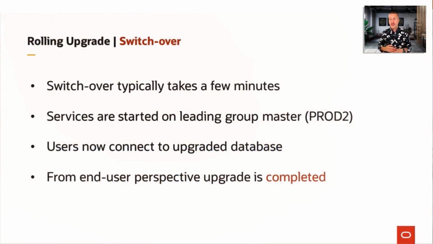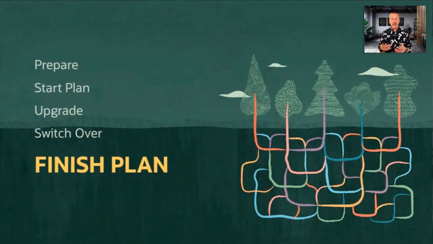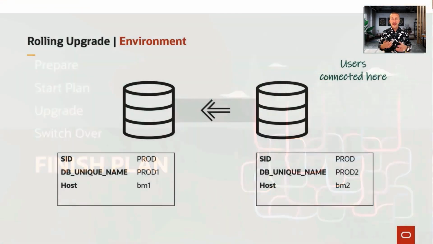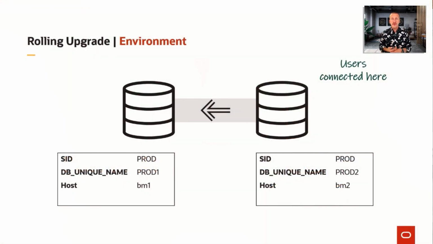Typically, a switchover takes a few minutes, and after that, the services are then started on Prod2, the leading group master. And from an end user perspective, the upgrade is now completed. The users can connect to an upgraded database. But the DBA still has some things to do. Now the users are connected to Prod2.